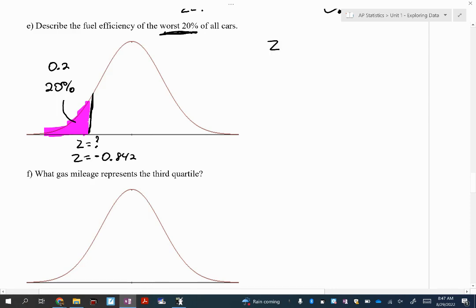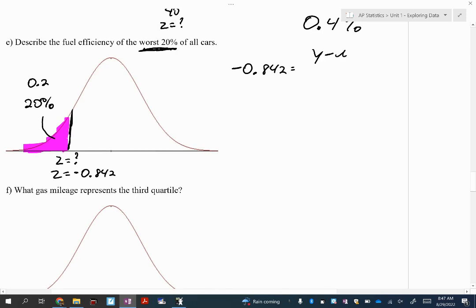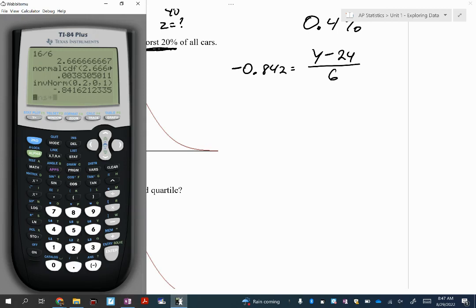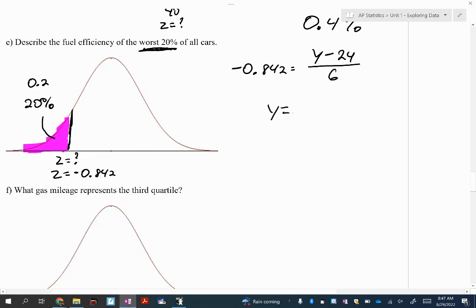So I'm going to do my formula again. But this time, I'm going to be plugging in the z-score and then using algebra to solve for our actual fuel efficiency. All right, so now I'm going to move the 6 over, and then I'm going to add 24. So doing that algebra, I'm going to multiply by 6, and then I'm going to add 24 to find this fuel efficiency, which is 18.950.